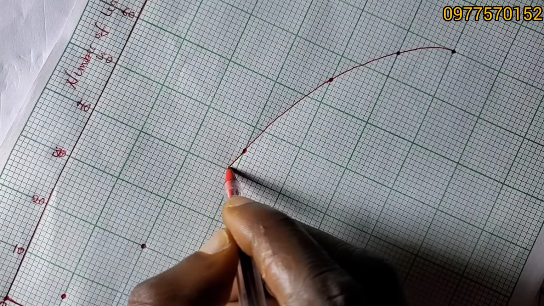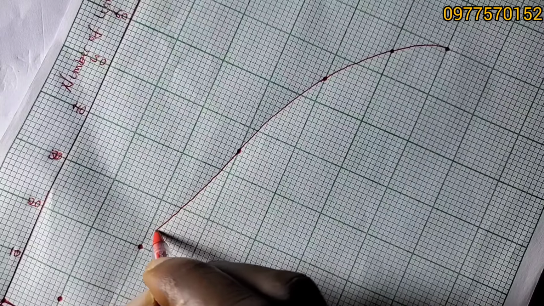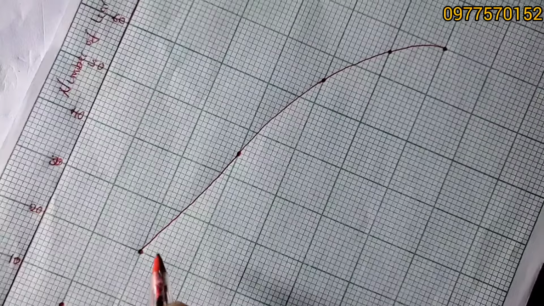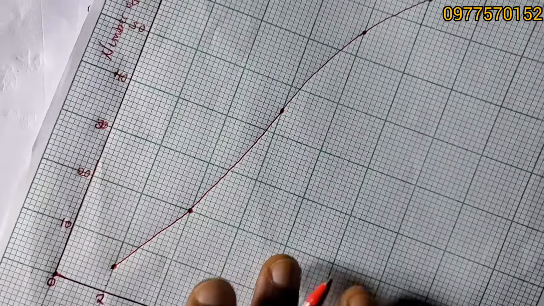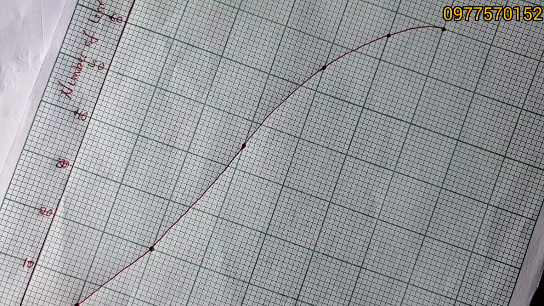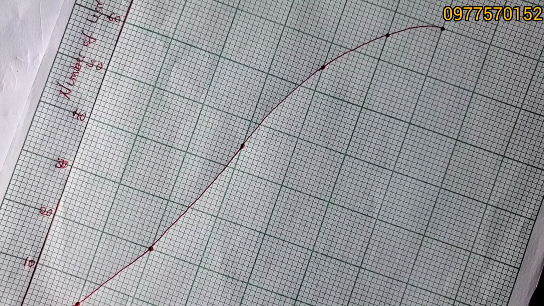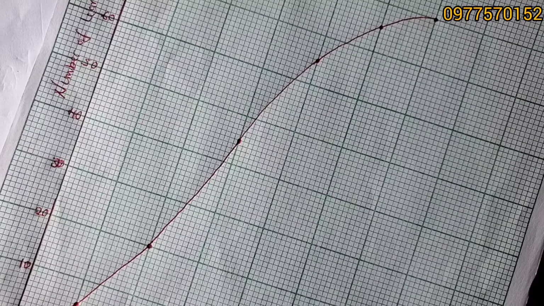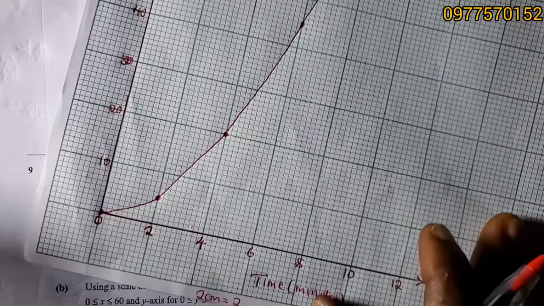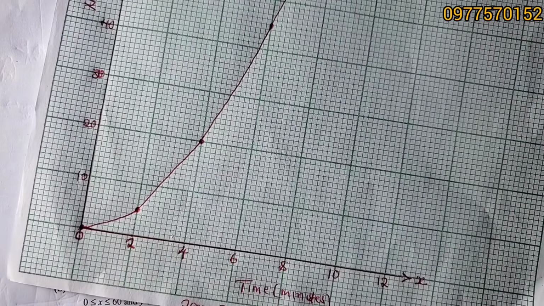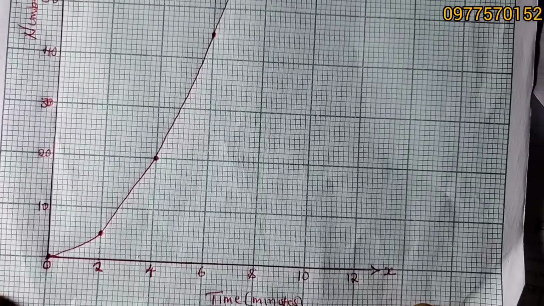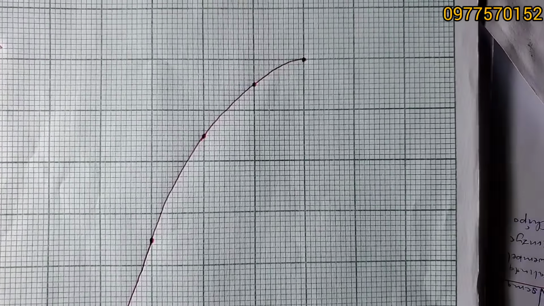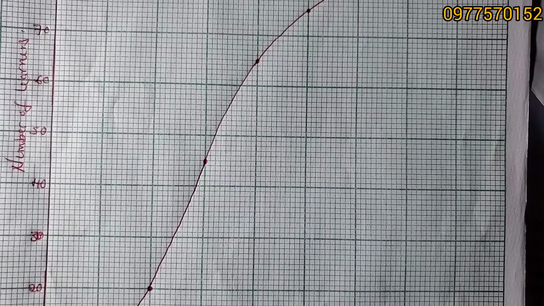We're doing the right thing so far. It's looking neat. Okay. So this is our smooth curve. This is our curve. Okay? Like this. This is our curve.